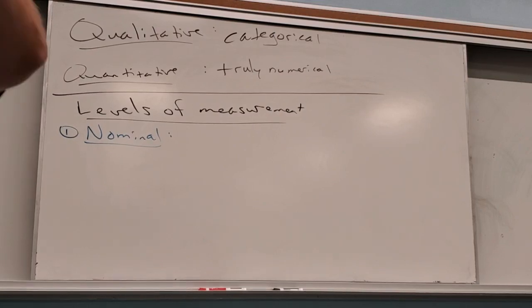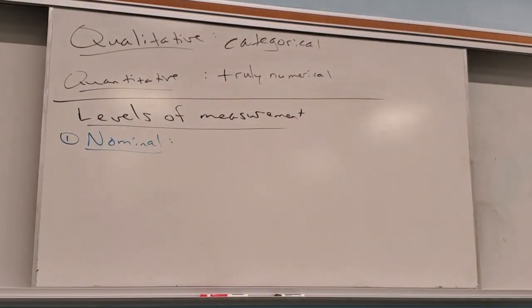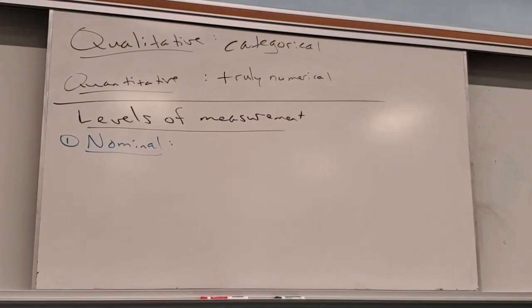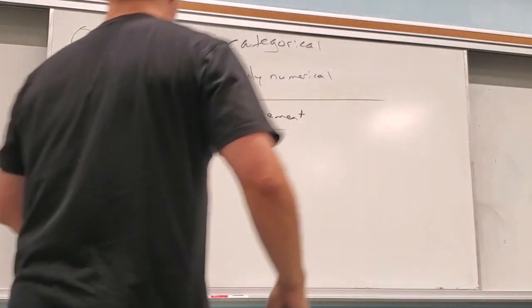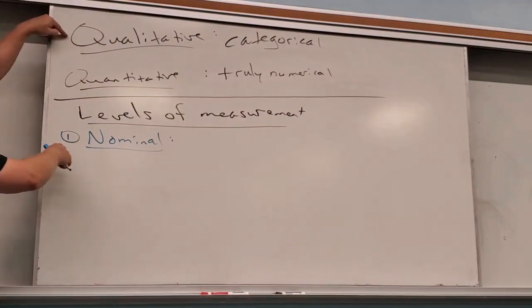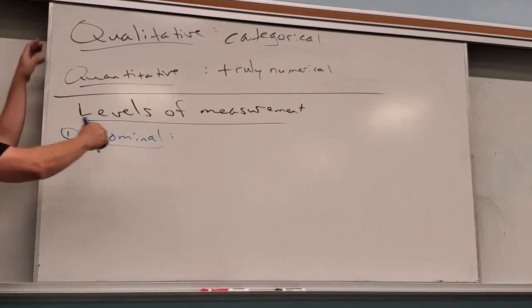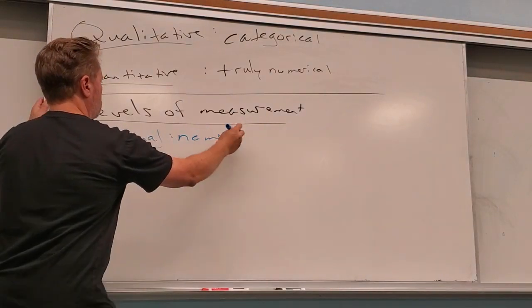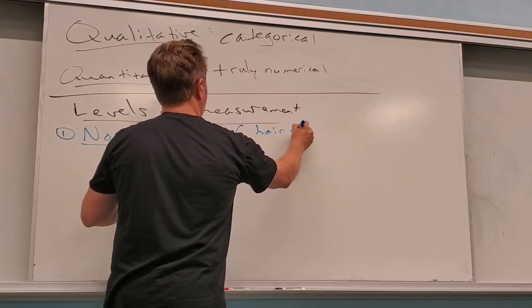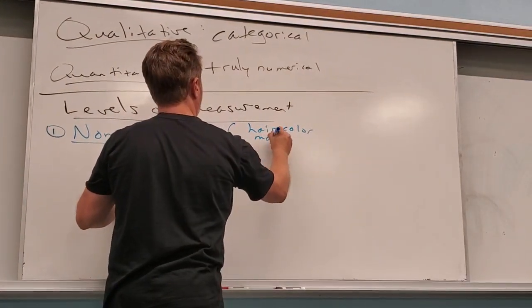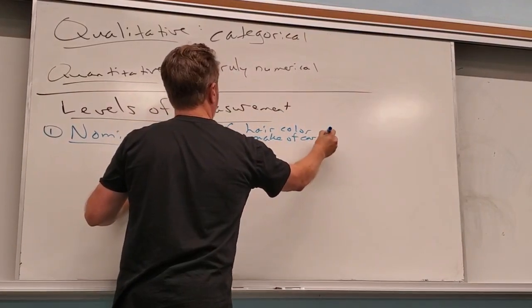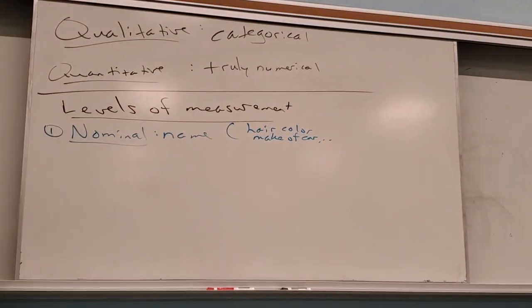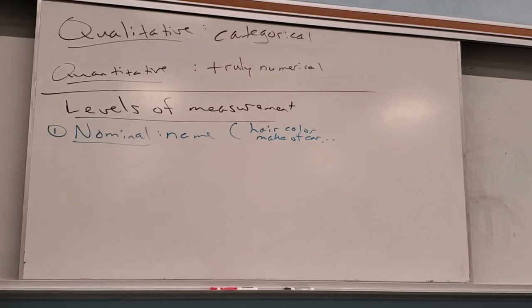All right. You don't have to know Stephen King, okay? It's just a little example. Nom de plume, pen name. So nominal is just name data. All it is is names. So of course that means that this is a type of qualitative data, right? Name data. So again, examples would be hair color, make of car, jersey number, and so on.